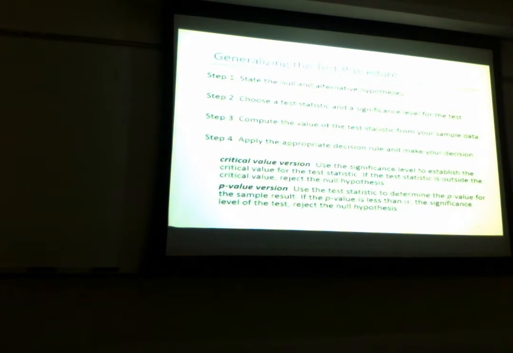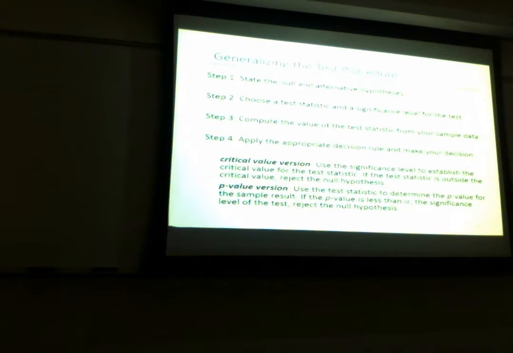Okay, this is generalizing the test procedure. You state the null and alternative, choose the test statistic, meaning you're going to use the Z or the T, and the significance level, 10% significance, 5% significance level, 1%. Compute the value of your test statistic, and apply the appropriate decision rule and make your decision.